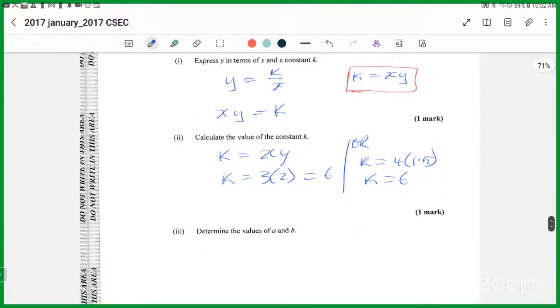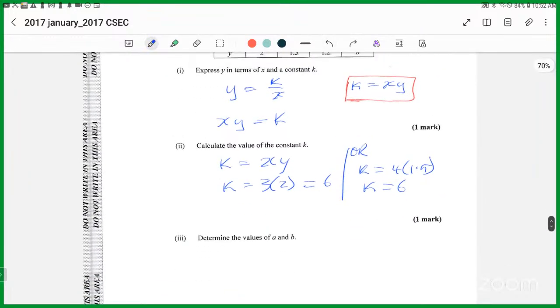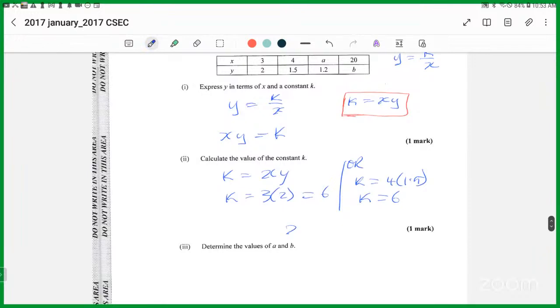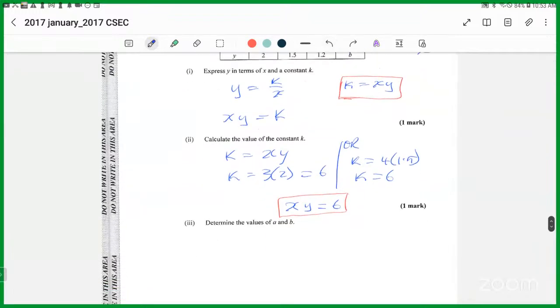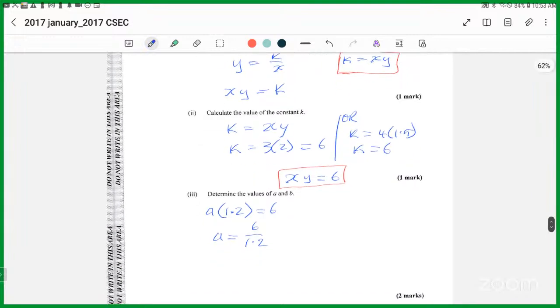All right? So down here, it says to find the value of A and B. No problem. The product is always 6. XY will always be 6. So for this pair, 8 times 1.2, sorry, is equal to 6. So divide by the 1.2. So the A is equal to 6 over 1.2. That looks like 60 over 12, which is 5. So the A equals 5.